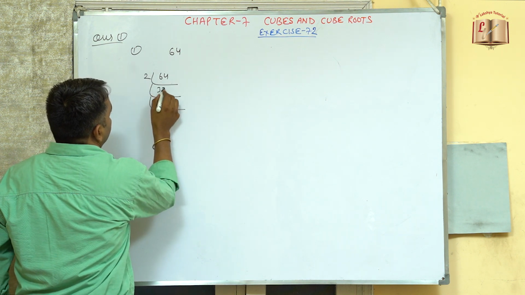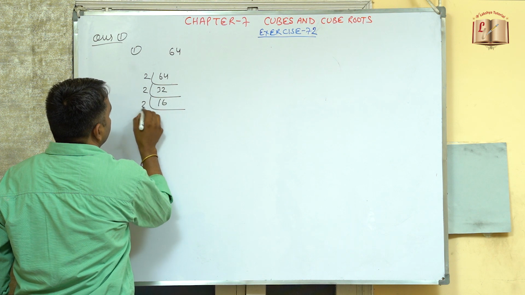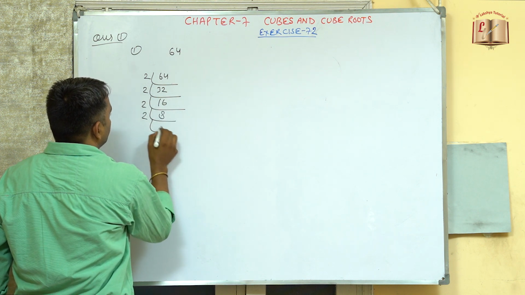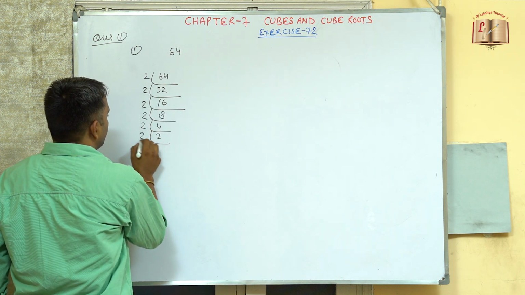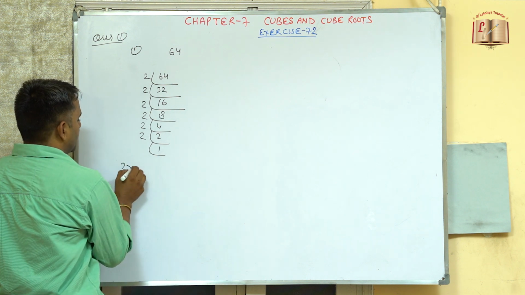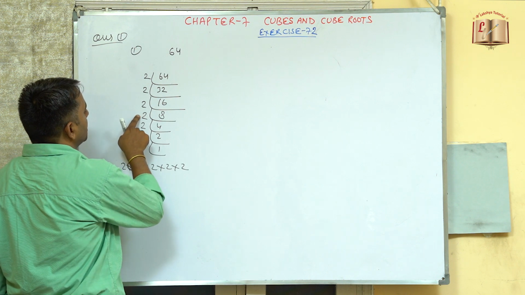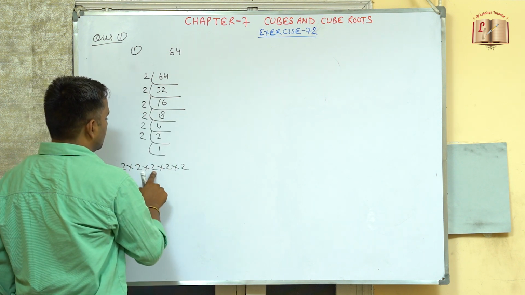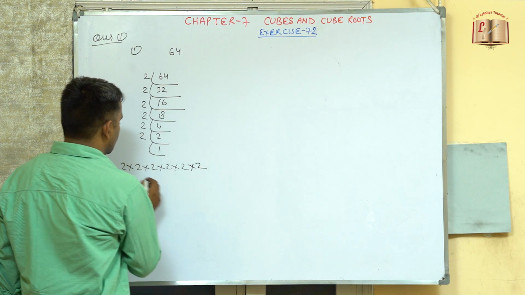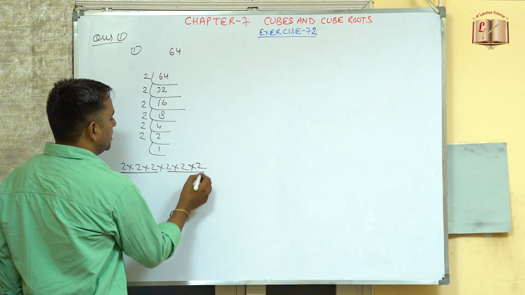So this is 2 times 32, then 2 times 16, then 2 times 8, 2 times 4, then 2 times 2 and 2 times 1. So these factors are 2 into 2 into 2 into 2 into 2 into 2. So there are six 2s. Making the pairs, these are the pairs.